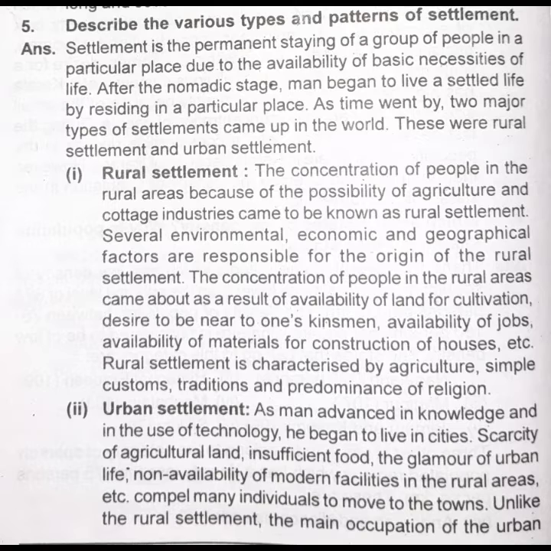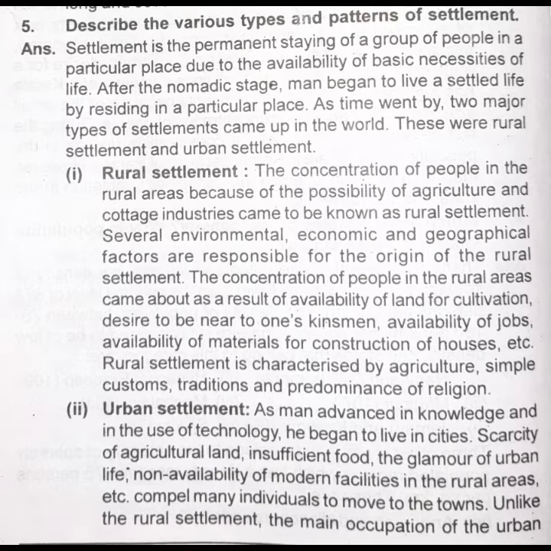Now, number one, rural settlement. The concentration of people in the rural areas because of the possibility of agriculture and cottage industries came to be known as rural settlement. Several environmental, economic and geographical factors are responsible for the origin of rural settlement. The concentration of people in the rural areas came about as a result of availability of land for cultivation, desire to be near to one's kinsmen, availability of jobs, availability of materials for construction of houses, etc. Rural settlement is characterized by agriculture, simple customs, traditions, and predominance of religion.